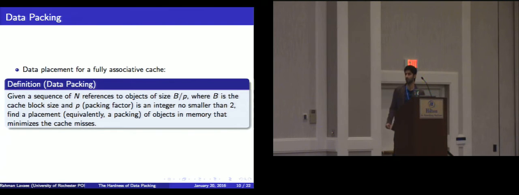For data placement for a fully associative cache, we have n references to objects of the same size. P is the packing factor, the number of objects that we can fit in a cache block. And B is the cache block size. So now the data placement is equivalent to data packing, which means a solution that specifies which objects we want to group in the same memory blocks.